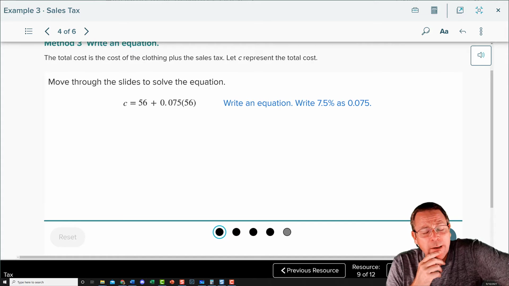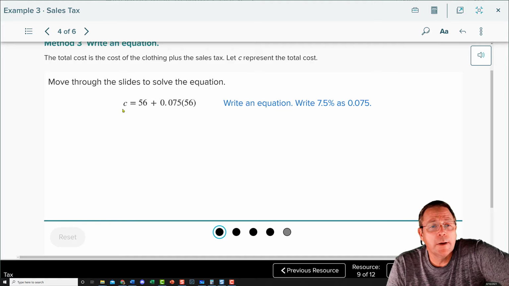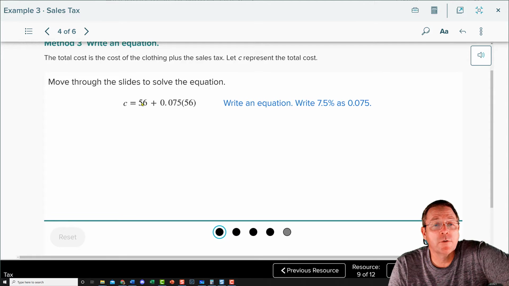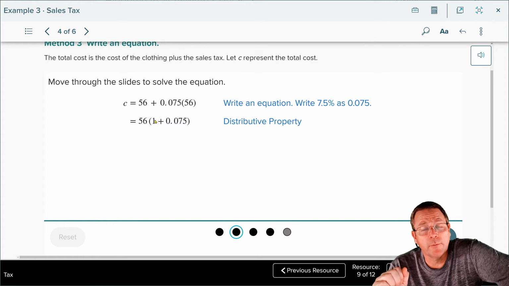Now, believe it or not, there's another way to solve the same problem. This time, what they did is they said the cost is equal to the cost of whatever it is we're buying, I don't remember what we're buying now, $56, plus the tax. And the tax was 7.5% of 56. That changed it to 0.075 times 56. When you move through it, you say, well, this is pretty cool. They use the distributive property in reverse.